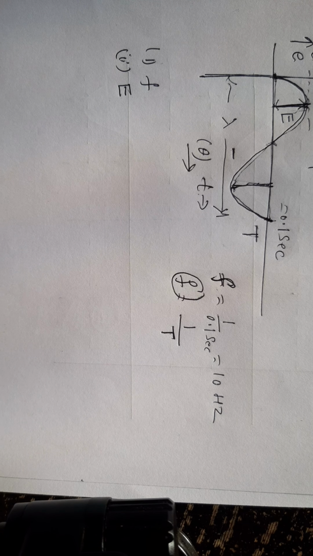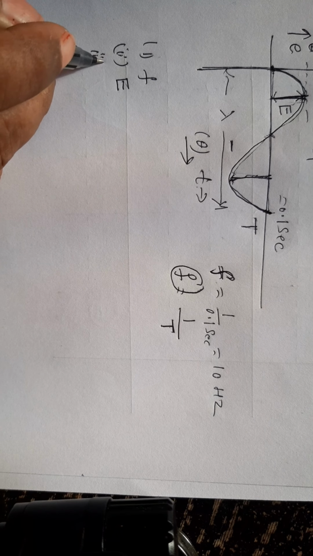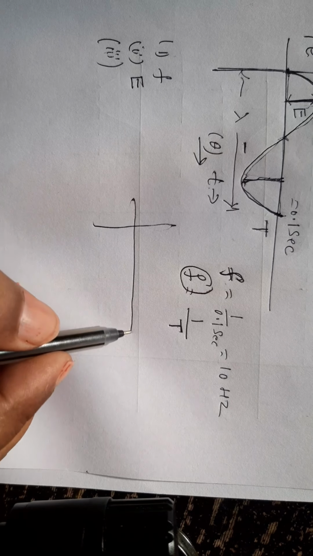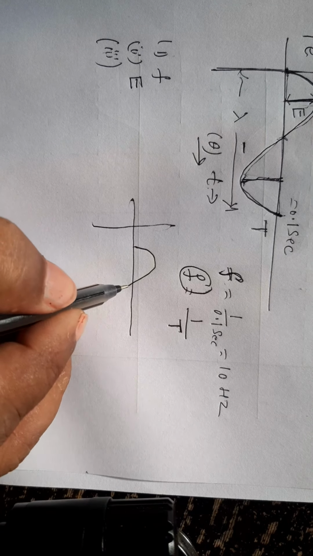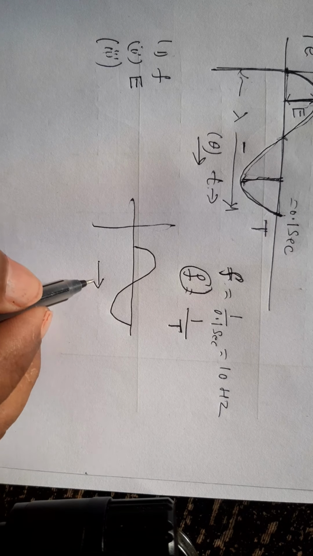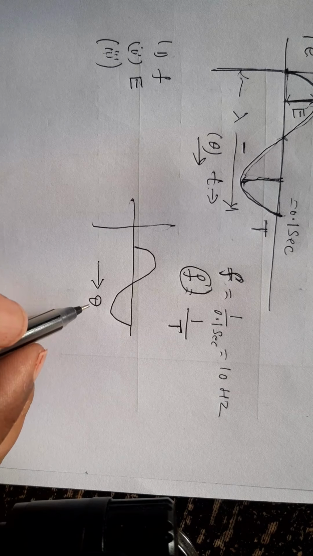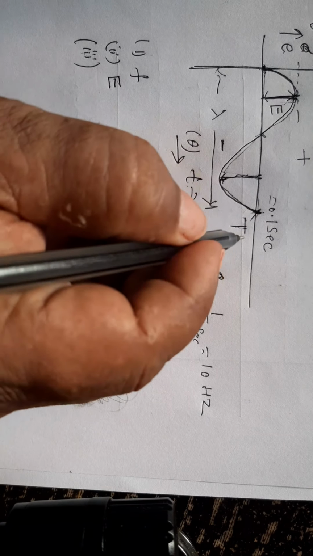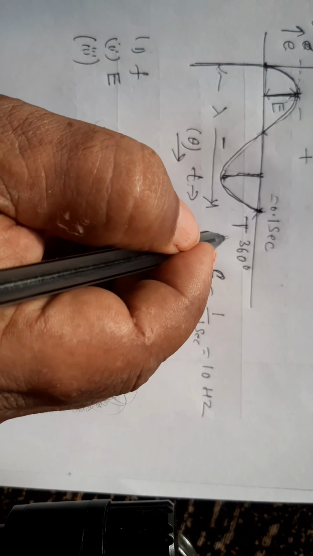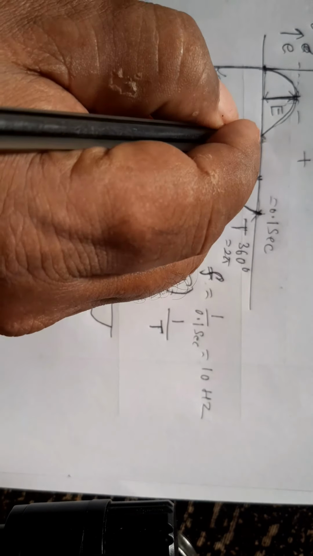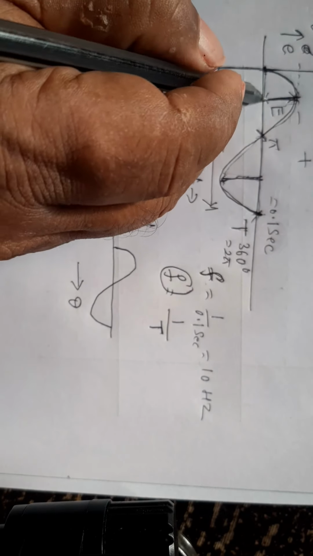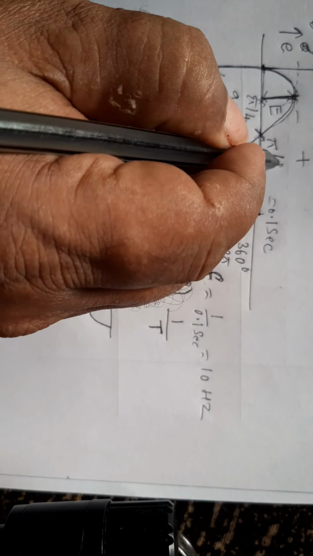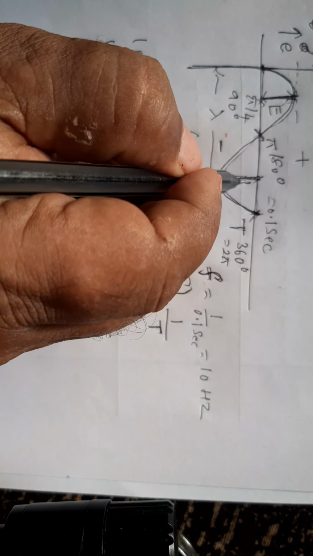Another characteristic, it is also a main characteristic. See this way. If I represent the x-axis as theta, one complete wave takes an angle of 360 degrees, that is 2 pi. Half of the wave will take pi. This is 1/4 of the wave, that is pi by 2, meaning 90 degrees. This is 180 degrees. This is 270 degrees.